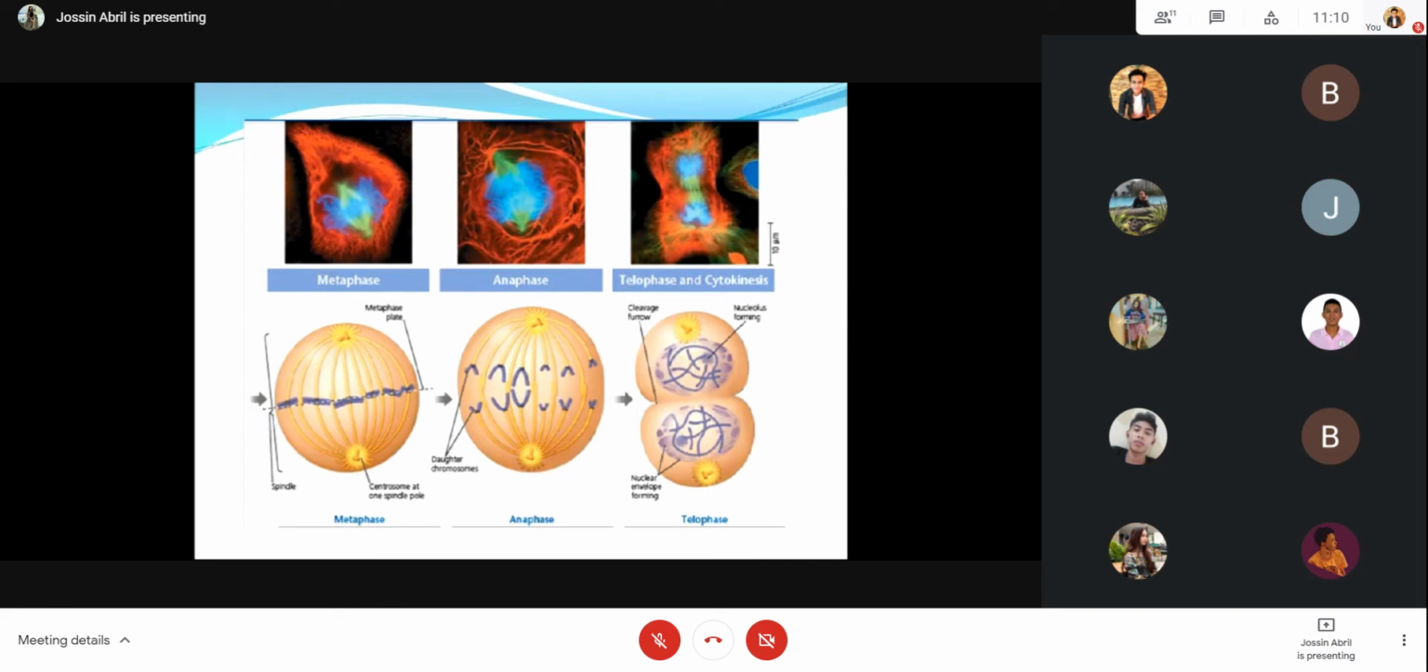Then go on to the next phase, which is the anaphase. The anaphase is the shortest stage of mitosis, often lasting only a few minutes. Anaphase begins when the cohesin proteins are cleaved. This allows the two sister chromatids of each pair to part suddenly. Each chromatid thus becomes a full-fledged chromosome.